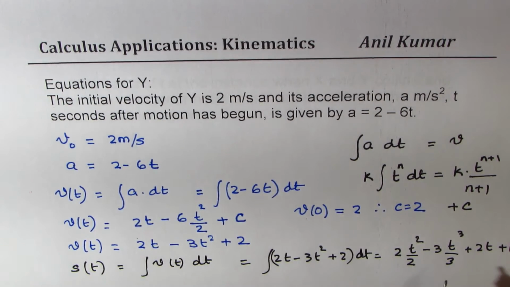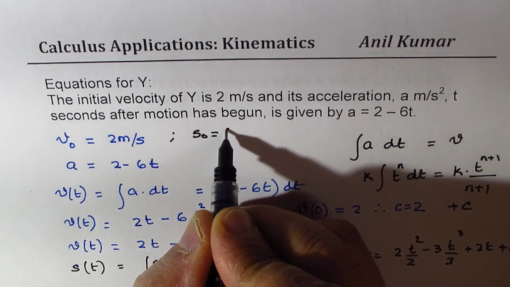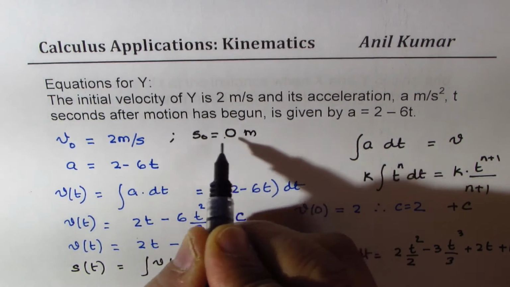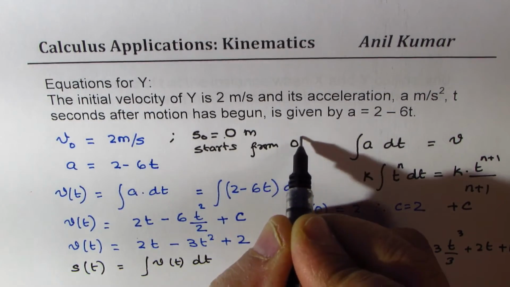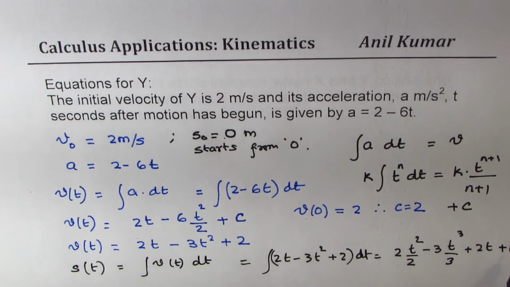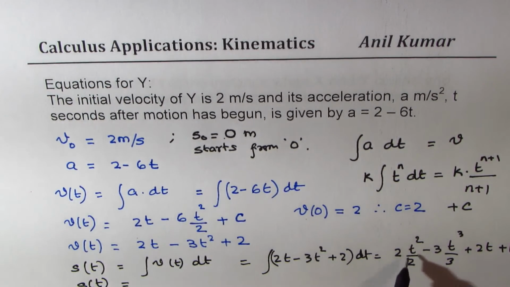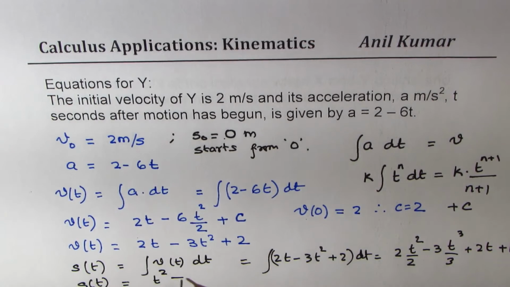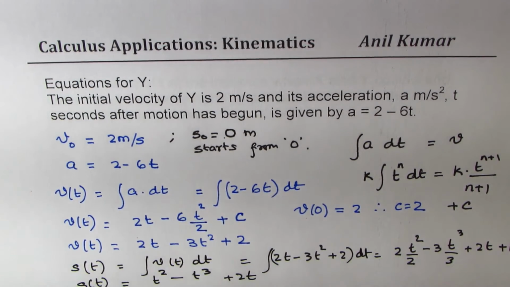Now we are also given that it starts from O. So we are also given, which I didn't copy here, that s of 0 is actually 0 since it starts from O, right? The origin. And the displacement is from O, and therefore this is 0. So k for us is 0, and therefore we can write the expression for displacement as, let me simplify this, we get t square minus, that also cancels, good job, t cube plus 2t, right? So that becomes the expression for displacement.